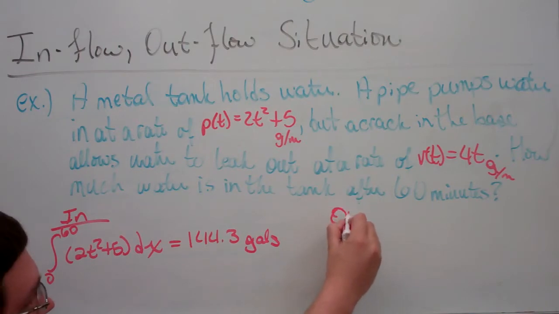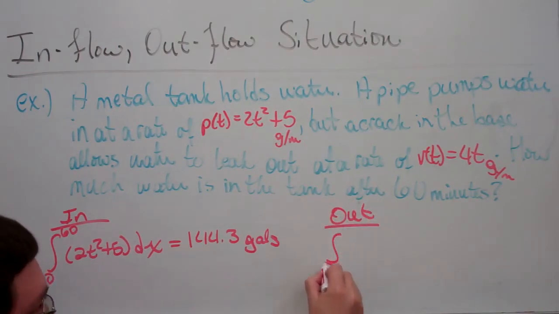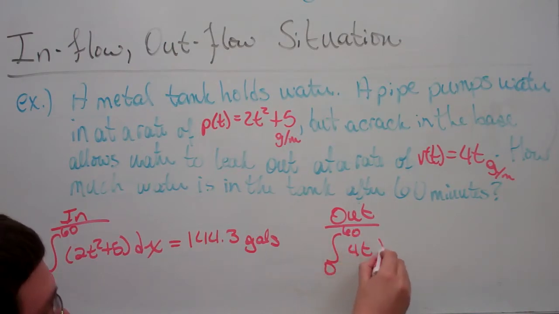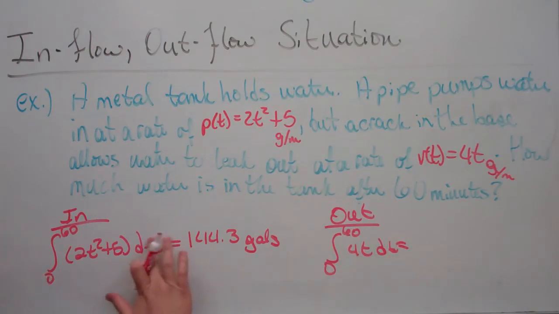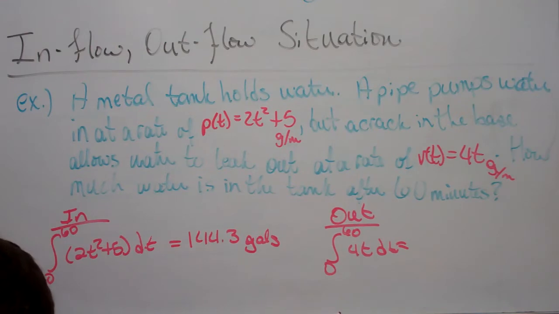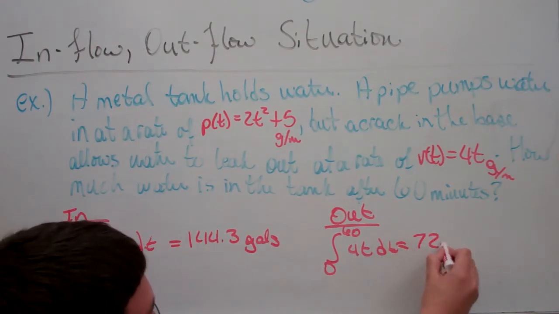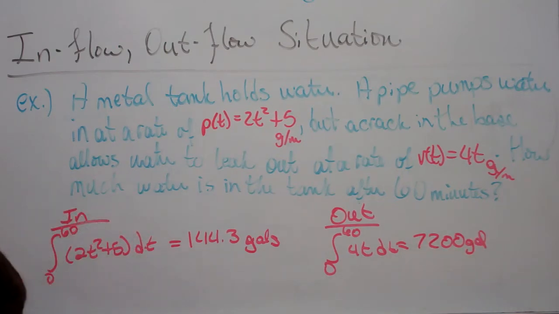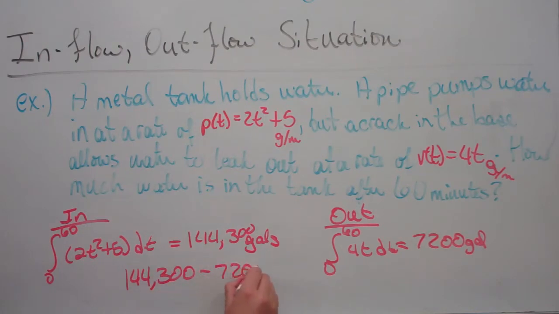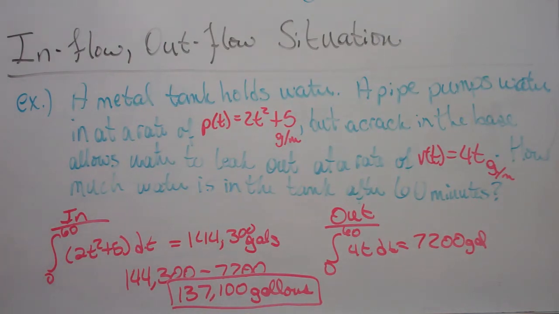Now you do the out. Again, you take the integral from 0 to 60 of 4t dt. Now take the integral of that, evaluate from 0 to 60, and you get 7,200 gallons. So now you simply take the in, 144,300 gallons, and subtract the 7,200 gallons that came out, and your answer is 137,100 gallons. That's how many gallons are in the tank after 60 minutes.